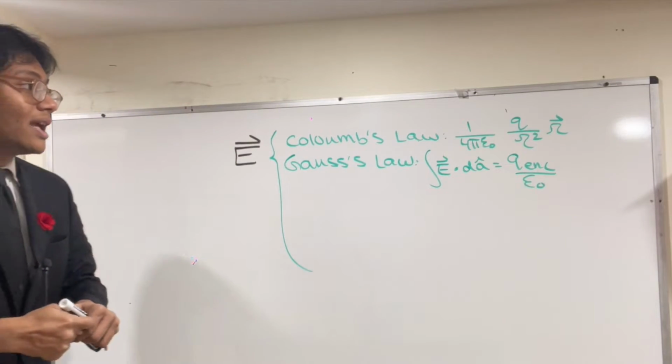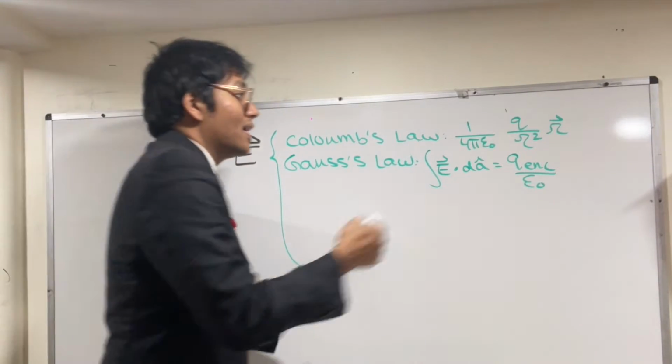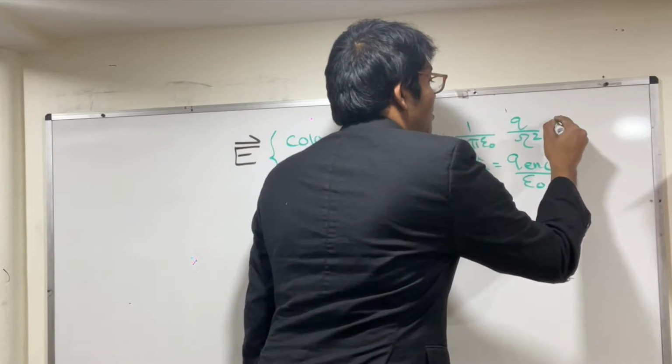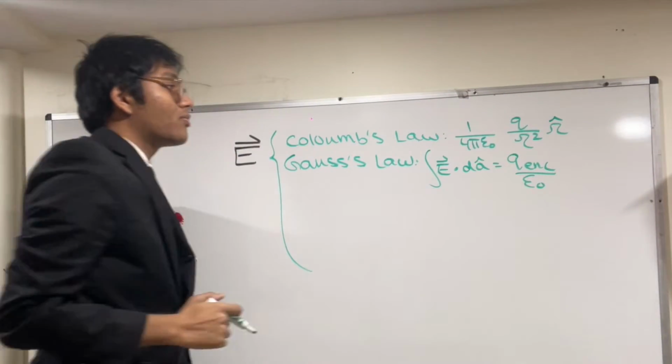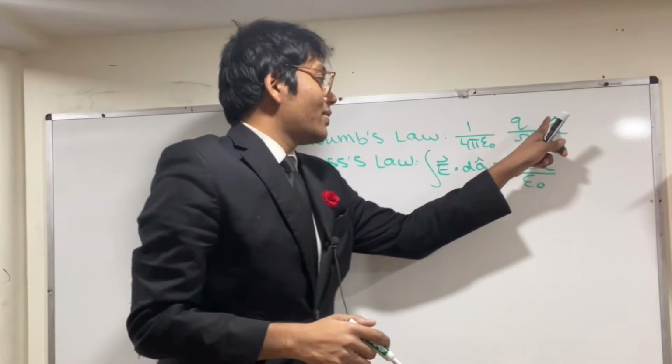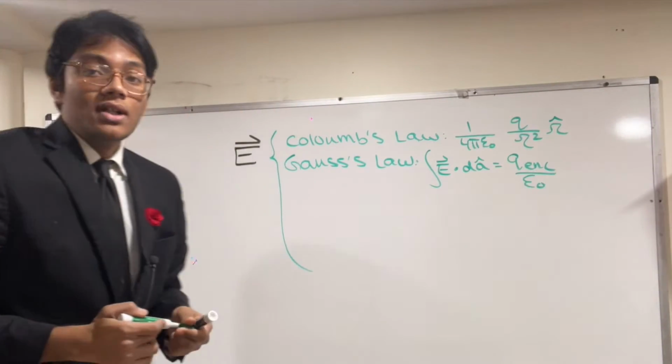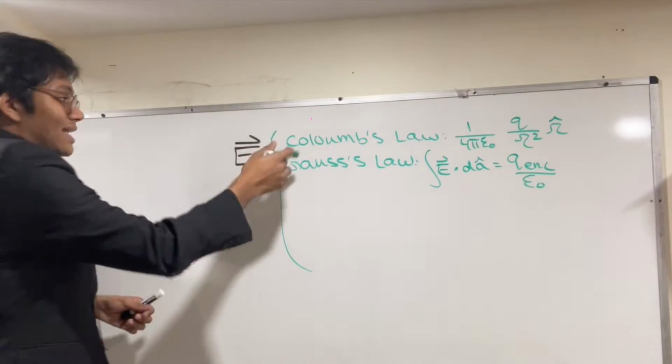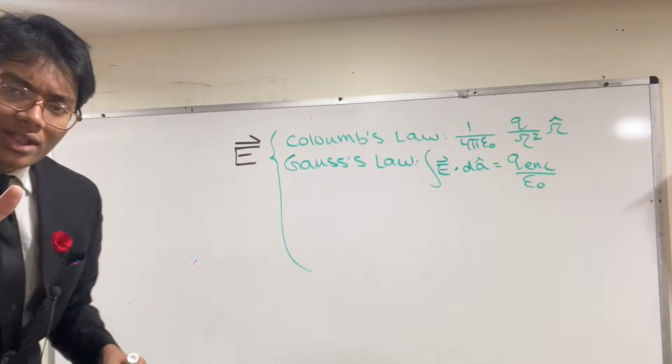Now, Coulomb's law has a bit of a hitch. I should have put in the unit vector here, not the normal r vector. Otherwise, if I put the normal r vector, there should be a cube in the denominator. So that's Coulomb's and Gauss's law. But we can do better than that.